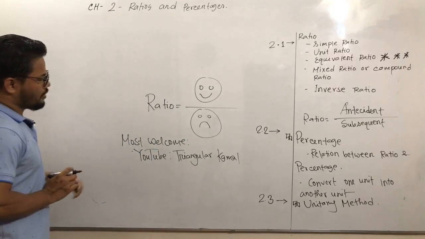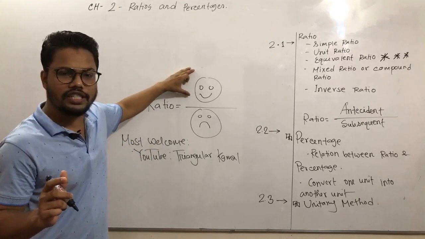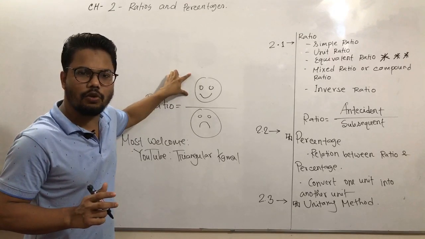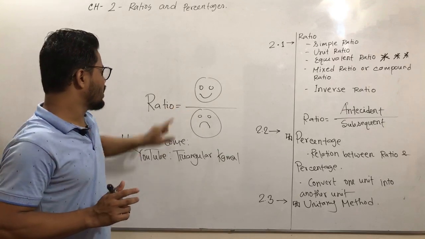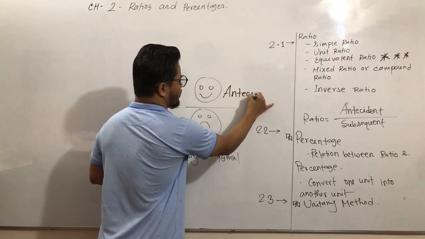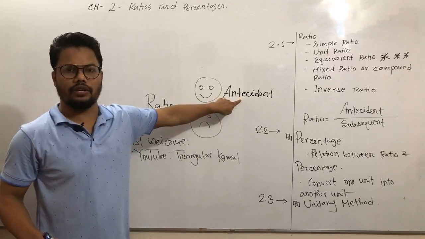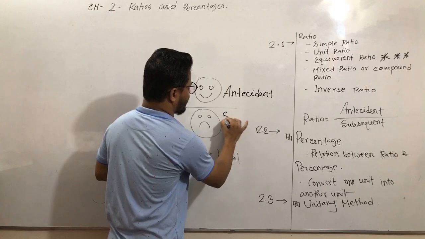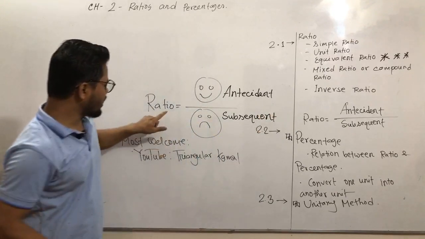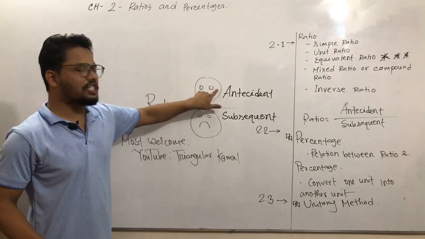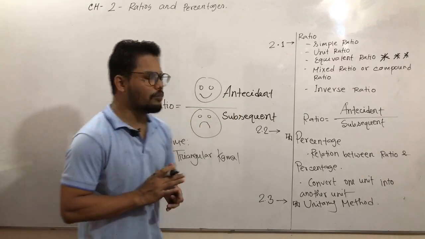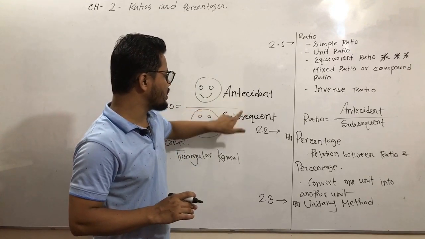Now you see here the ratio. The ratio has two parts: the upper one is called the numerator, and the lower one is called the denominator. But in a ratio, we call the numerator the antecedent, and the denominator part the subsequent. In fractions we use numerator and denominator, but in the ratio we use antecedent and subsequent. So almost always we will work here using antecedent and subsequent.